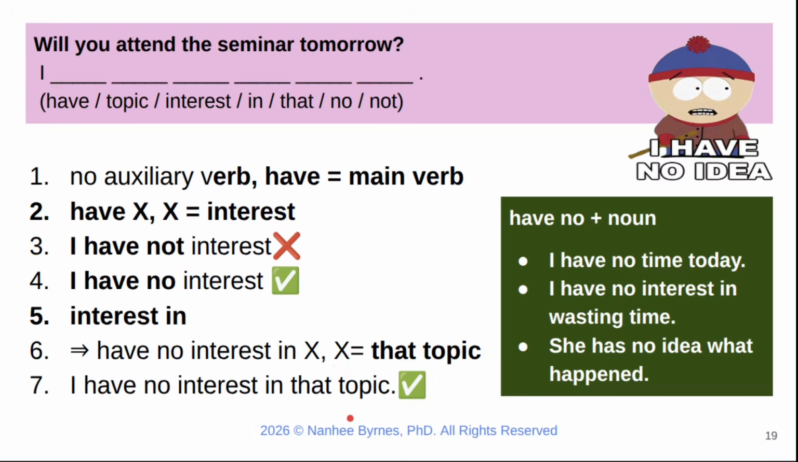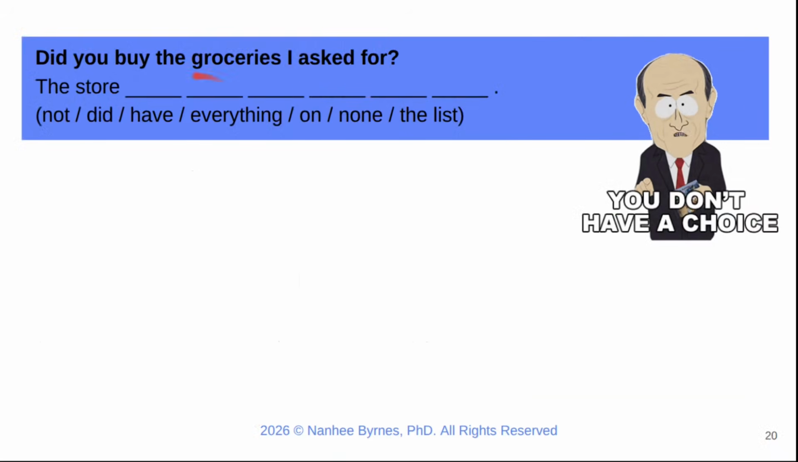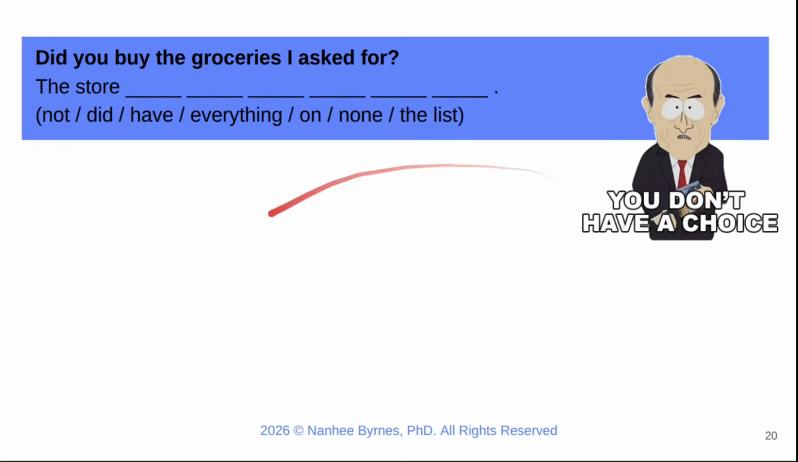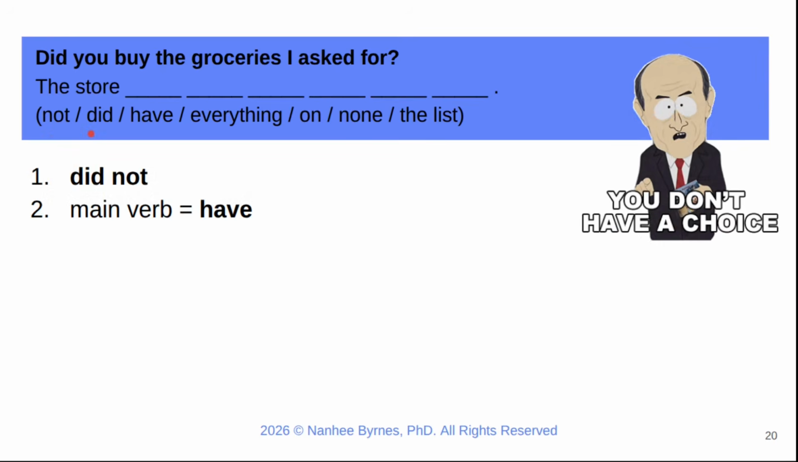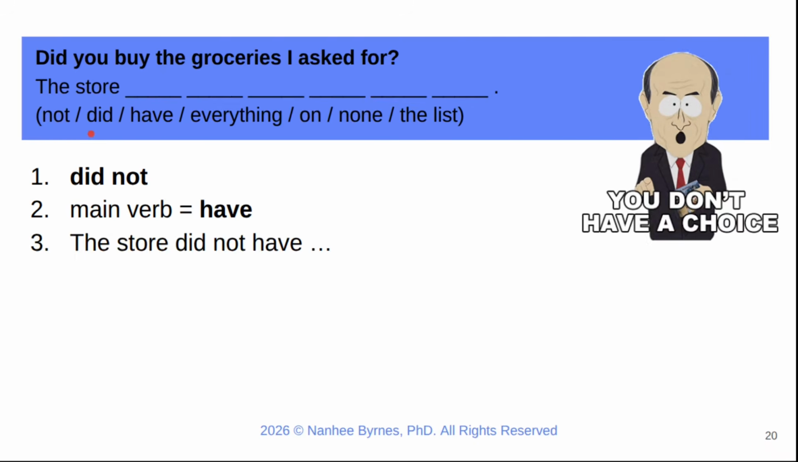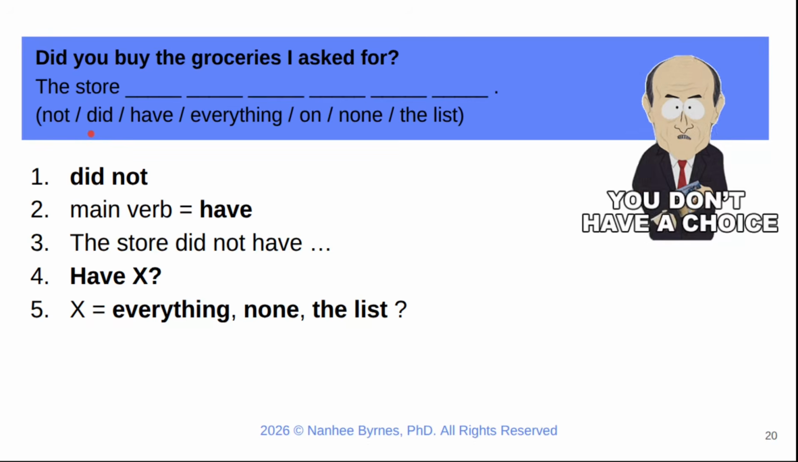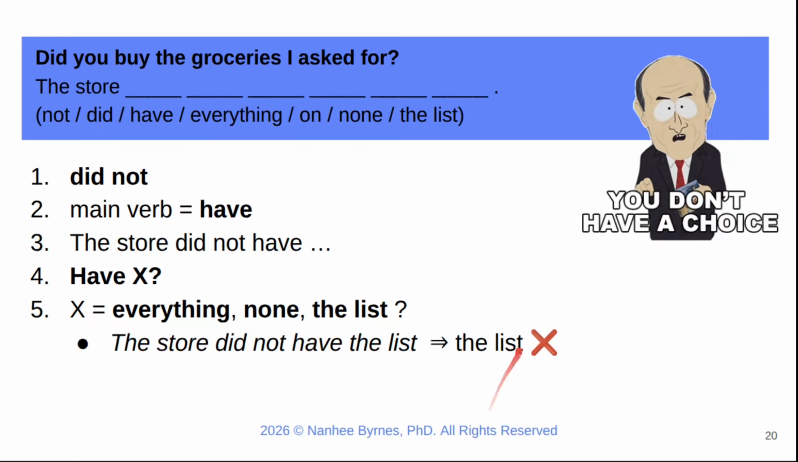Okay, everyone, this is the last question. Did you buy the groceries I asked for? Words: the store, not, did, have, everything, on, none, the list. We see "not" and "did," so this must be a negative sentence with "did not." The main verb is "have," so we start with "the store did not have." Have what? The object candidates for "have" are "everything," "none," and "the list." "The store did not have the list" does not make sense. What the store didn't have is all the groceries, so the choice is between "everything" and "none."